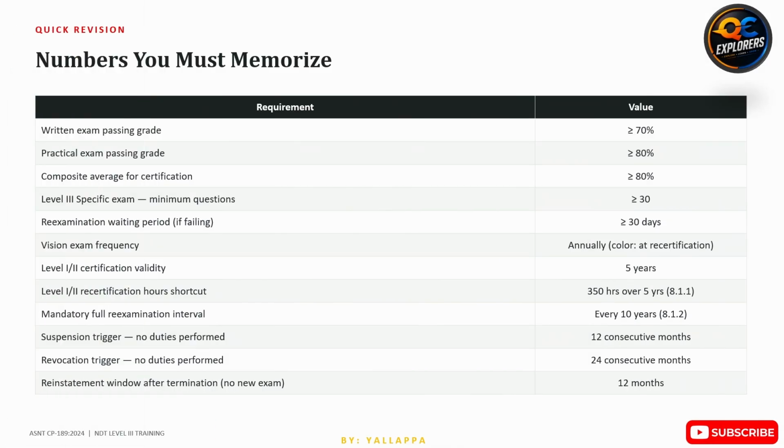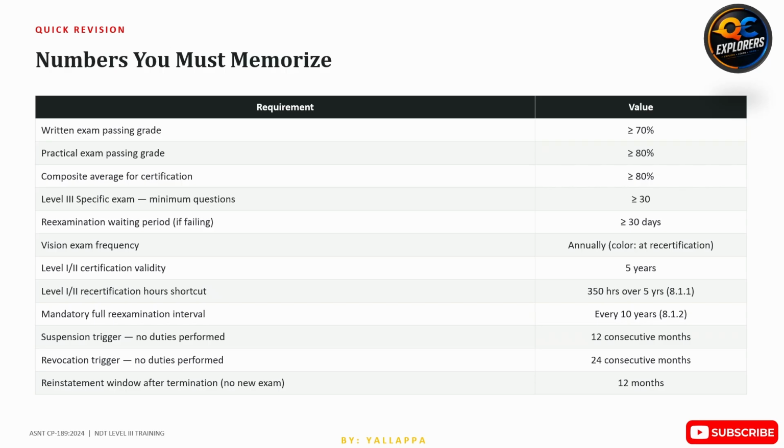We've reached one of the most important slides in the entire course. If you're preparing for the ASNT Level III Basic Examination, this is your rapid revision sheet. These are the numerical values that appear repeatedly throughout CP-189 and are among the most frequently tested requirements. Rather than memorizing them individually, understand what each number represents and where it is applied. Let's begin with the examination grading requirements.